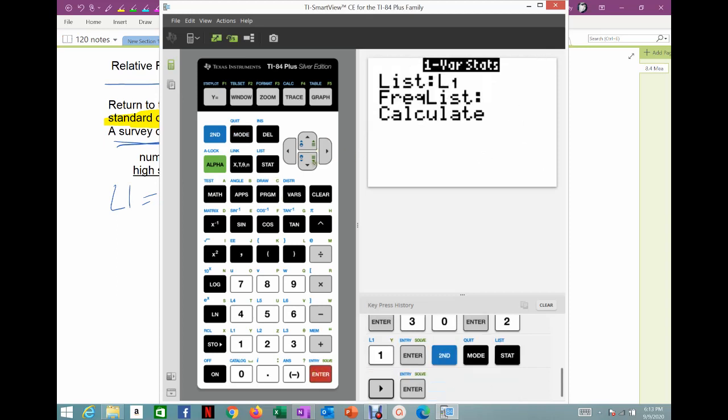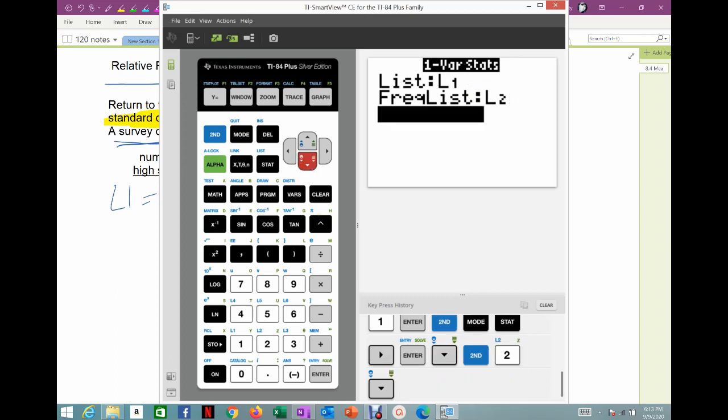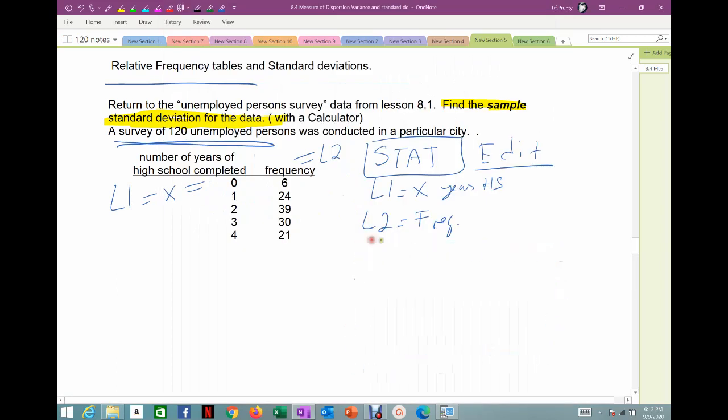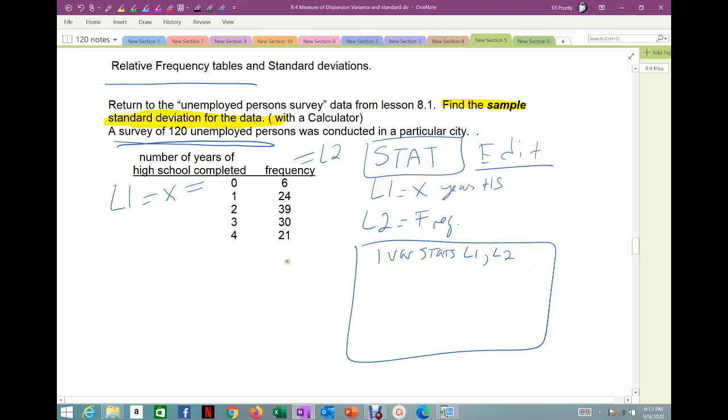Now remember, I plugged in 2 lists. If yours is a calculator like mine, I have to tell it the frequency list is list 2, so that's second 2, which puts list 2 in, and then I'm ready to calculate. If yours is an older version, it'll show up as one variable stats on your home screen. You have to tell it list 1, comma, list 2. If you don't do that, it'll only use the first list. It'll just take the average of the numbers 0 through 4.